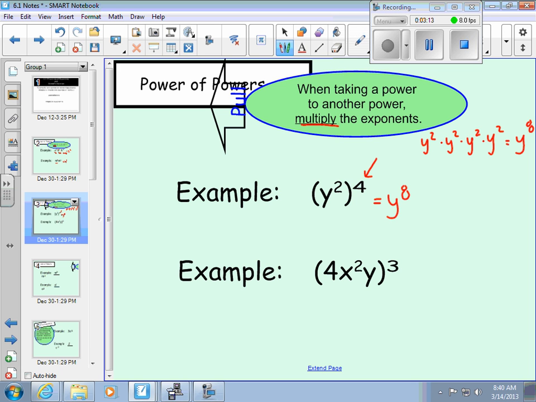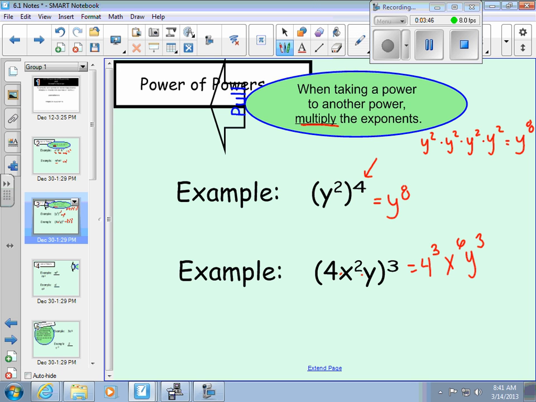All right, in the second example, you see we have more than one thing. If you have more than one thing and everything's being multiplied within the parentheses, everything needs that power. So on this one, everything there needs the power of 3. So the number 4 gets the power of 3. This x squared gets the power of 3. Now here's power to a power, so we want to multiply: x to the 6th power. Y does not have one, so y is going to be cubed, or to the 3rd power.